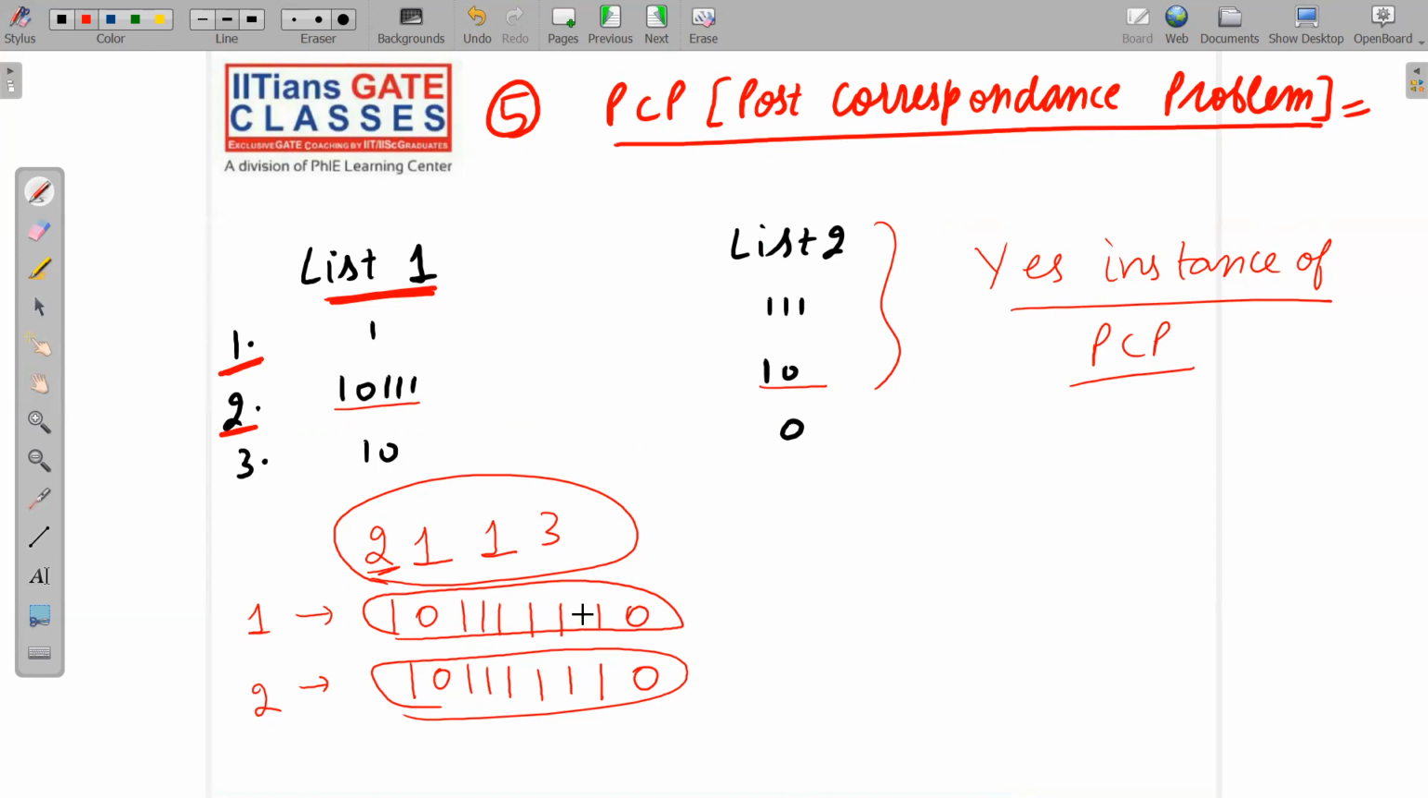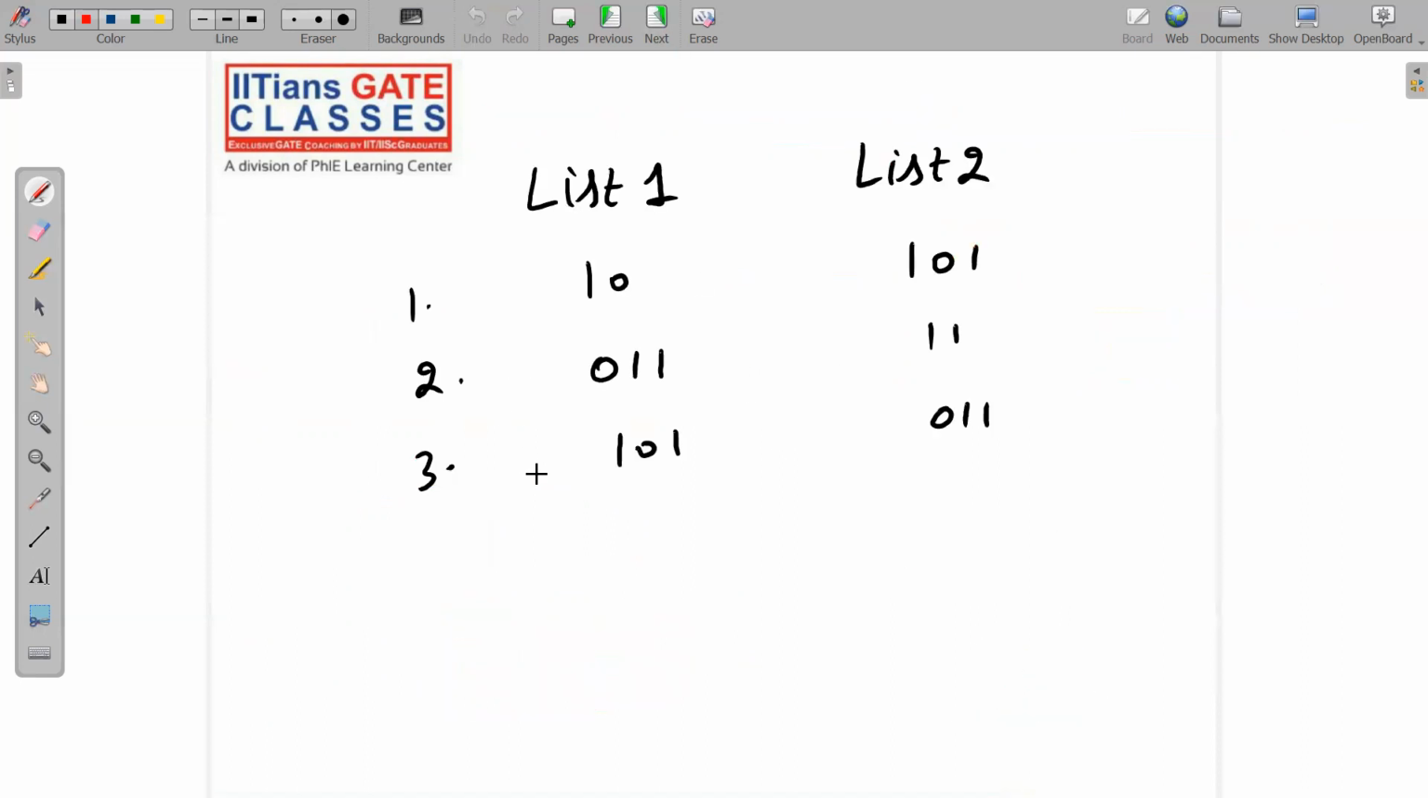So in PCP, what we are going to do is, we have two lists of numbers, list 1 and list 2. The condition is that you have to choose the same number, and you try to derive the same string. If you are able to derive the same string, then we will say that this PCP problem has a solution. Otherwise, it does not have a solution. So yes instance of PCP means this PCP instance has a solution. So a solution exists. And what is the solution? 2113. That's it. Let's jump to the next slide.